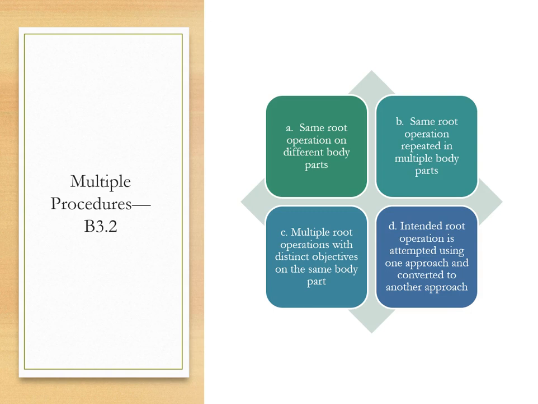If the same root operation is performed on different body parts as defined by a distinct value of that body part character, you can code it separately. So let's pause, because I know you're thinking, okay, that sounded pretty confusing. So let's rewind. Multiple procedures are what we're talking about. And if the same root operation is performed on different body parts as defined by a distinct character value, that's just a number, guys, one of the numbers or letters of ICD-10-PCS, you can code it separately.